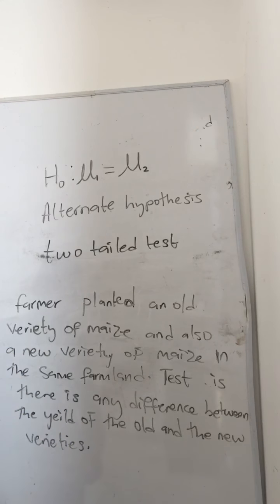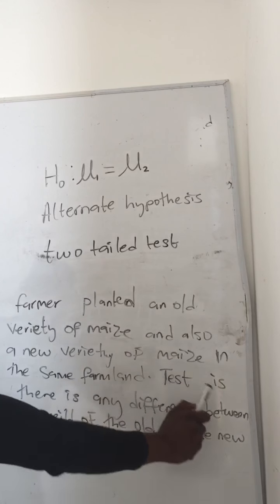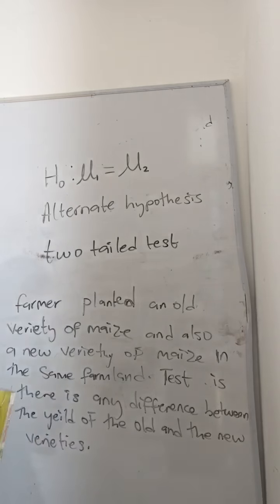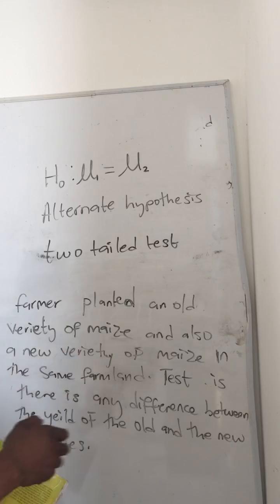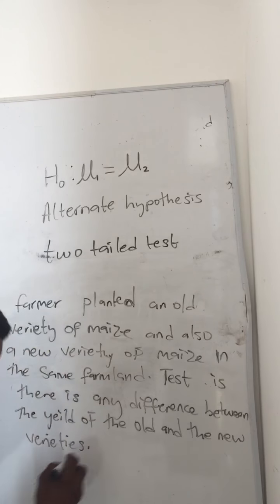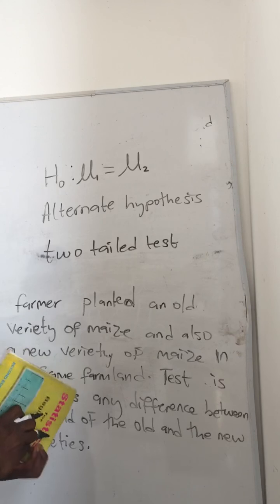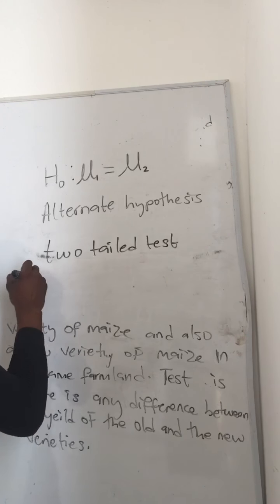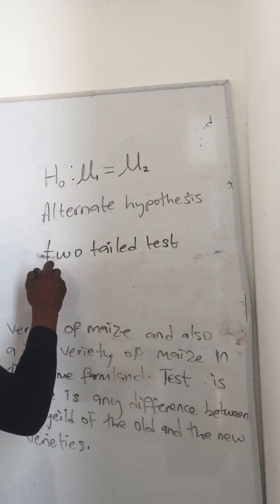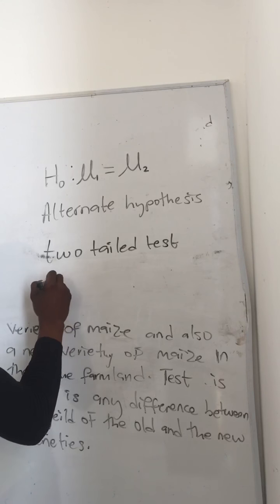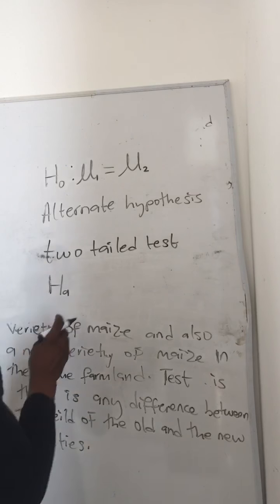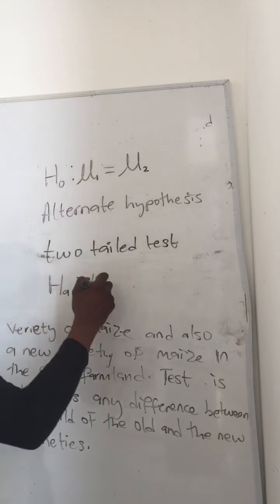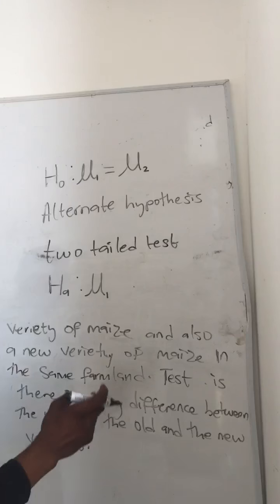How to set the alternate hypothesis. Now remember the claim we are trying to test. We are trying to test the claim that there is a difference between the yield of the old and the yield of the new. We are not specific. We are just interested in finding if there is any difference. So our alternate hypothesis, let's clean this. I hope you've taken note of this. To set an alternate hypothesis, remember we said the alternate hypothesis is always denoted by H subscript A. So you have H subscript A, and the mu1 still represents the mean of the old variety, and mu2 represents the mean of the new variety.